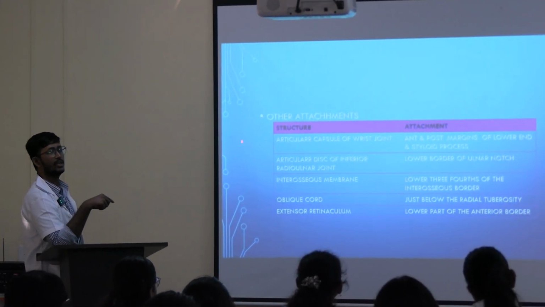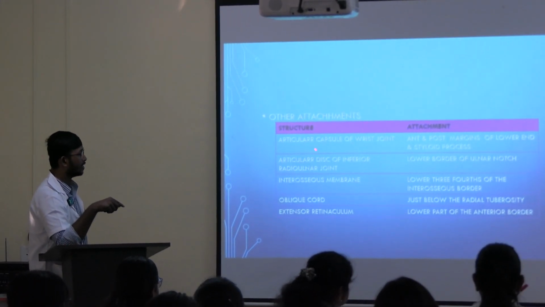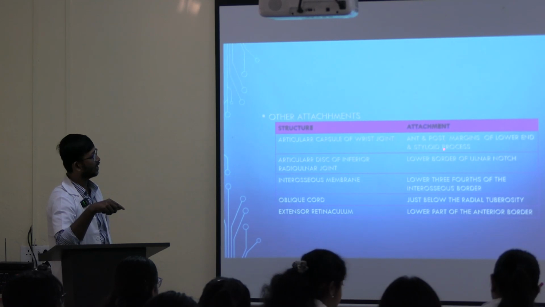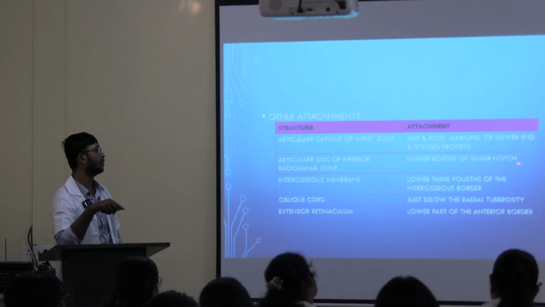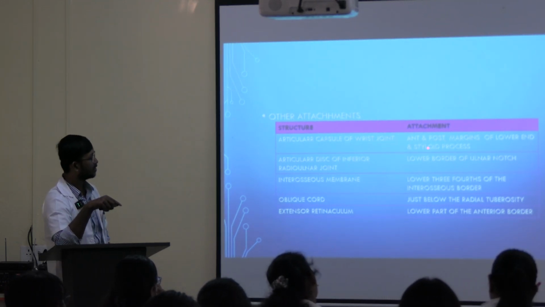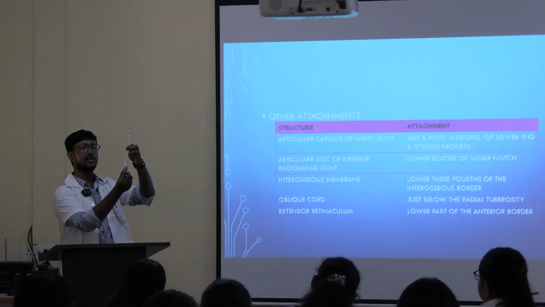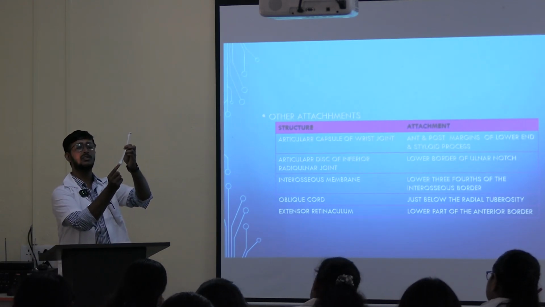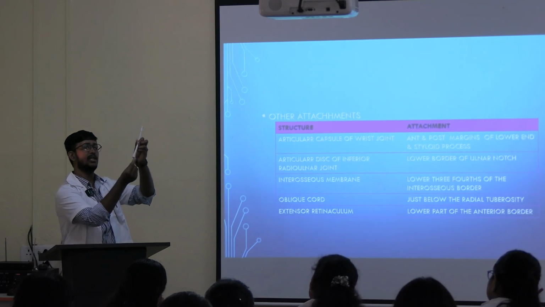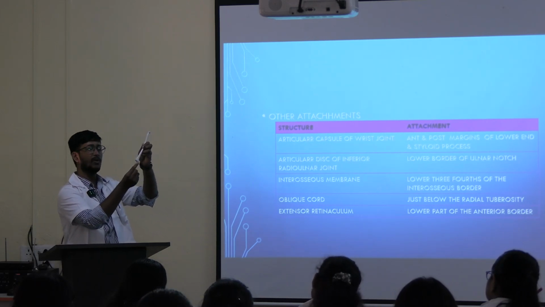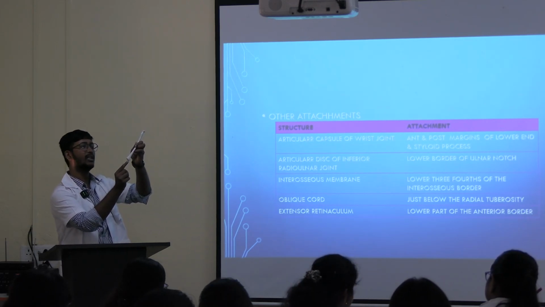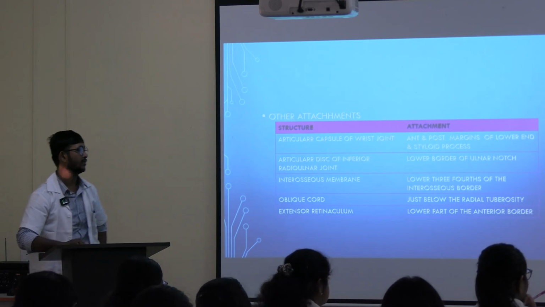Now there are certain other attachments also. The articular capsule of the wrist joint has attachments to the anterior and posterior margins of the lower end of the styloid process. So this is the styloid process. It has an anterior margin, this sharp part is the anterior margin, and there is a posterior margin, and it forms the boundaries of the capsule of the wrist joint.